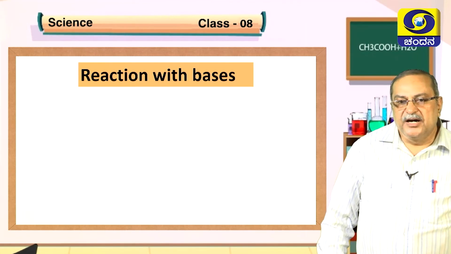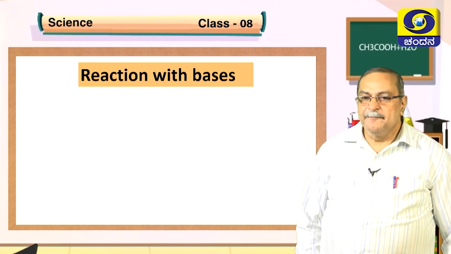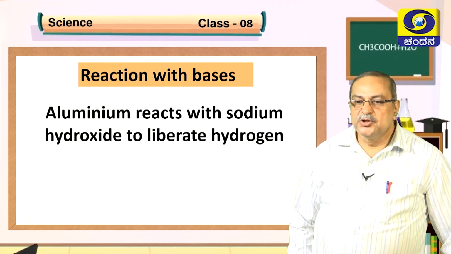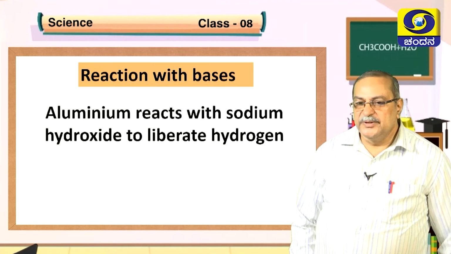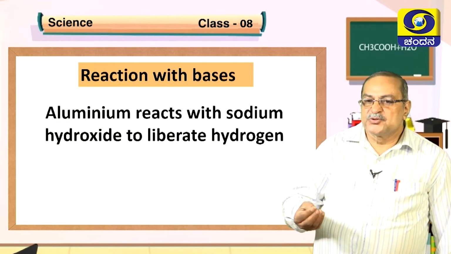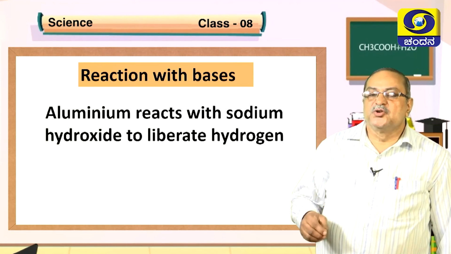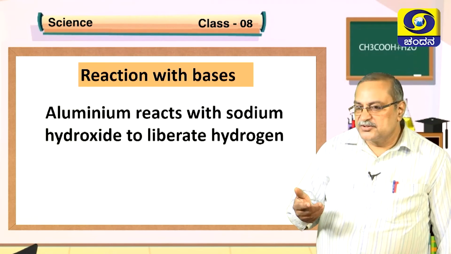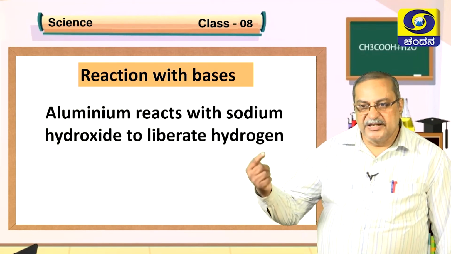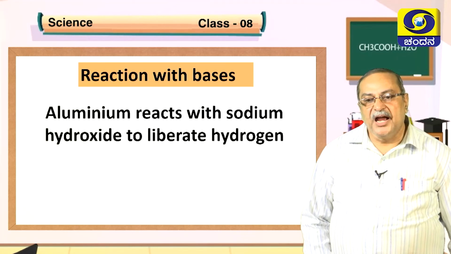Now, let us go for reaction with bases, children. How do metals react with bases? See, aluminum reacts with sodium hydroxide to liberate hydrogen. Aluminum foil, if you take it, is better. For wrapping chapatis and all, they use aluminum. You can take it and put it in freshly prepared sodium hydroxide solution. Then you see that some gas is coming out. How will you check for that? If you bring a burning splinter, it gives a pop sound. So that is nothing but hydrogen gas.